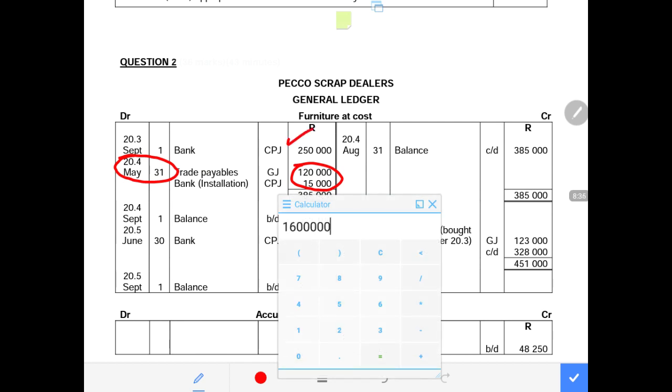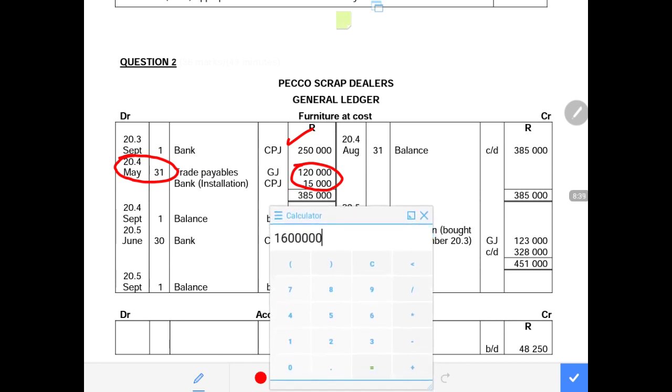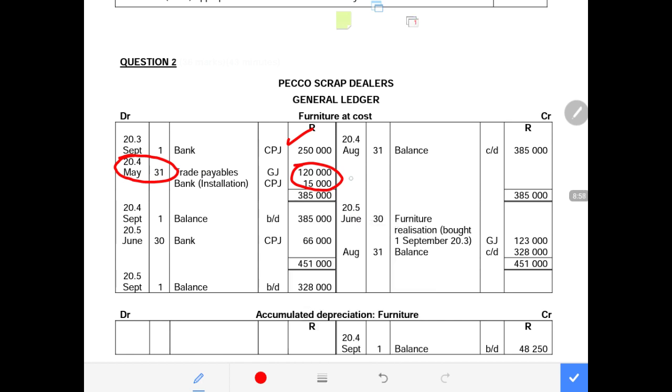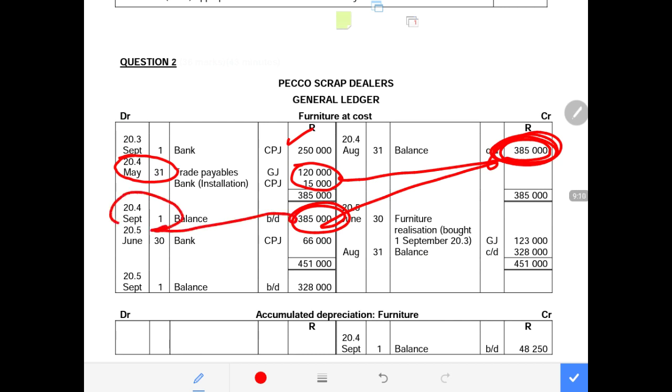So now we had a total furniture of 135,000 rands plus 250,000 rands. That means the cost of the furniture is 385,000 rands, after the purchase of furniture costing 120,000 plus the installation of 15,000 rands. That is why the balance of the furniture at the end of last year was 385,000 rands, and it became the opening balance at the beginning of the current year, which is the 1st of September 2004.